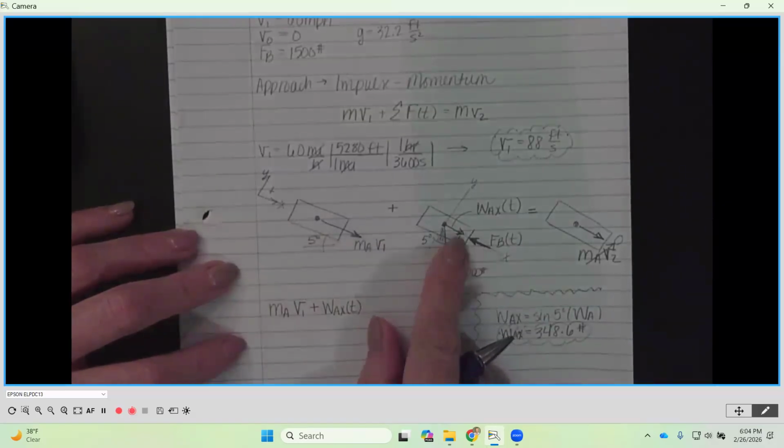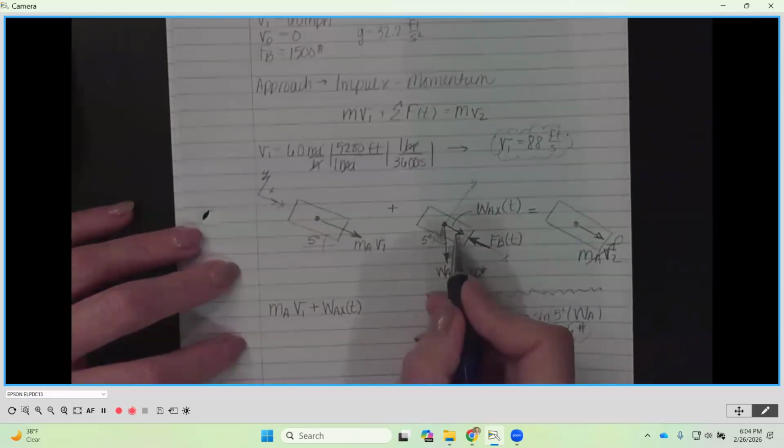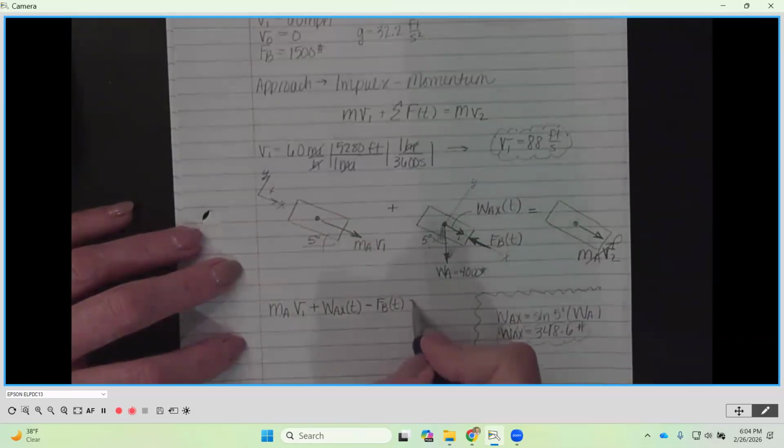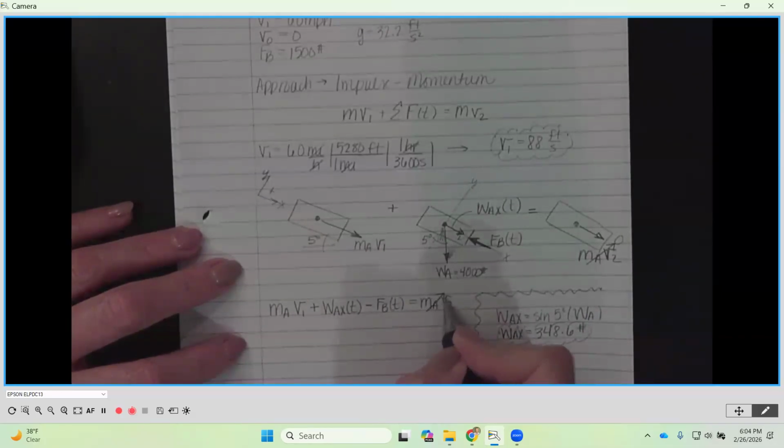And then you're going to notice that our braking force times T, the amount of time that it's applied, is going up, which is opposite the positive direction. So that's going to be a minus FV times T, or braking force times the time. And then it's going to be equal to mass times velocity 2, which we know to be 0 because we're coming to a stop. So there won't be momentum in the end.